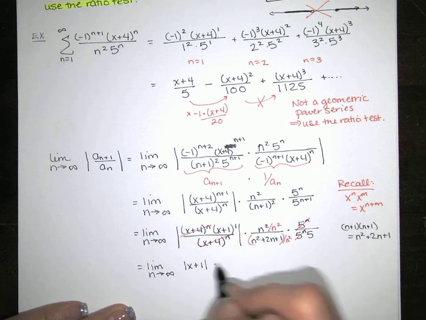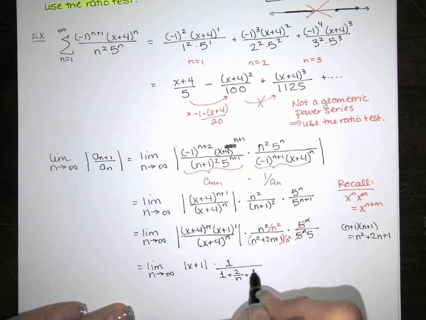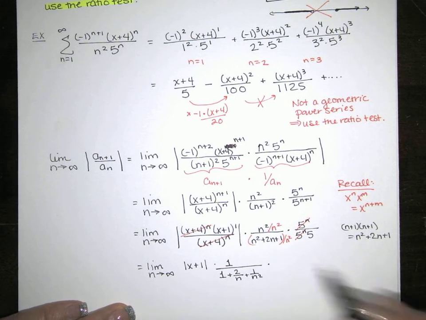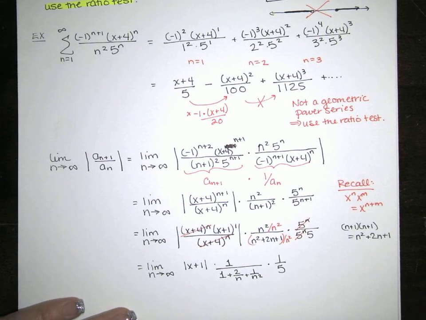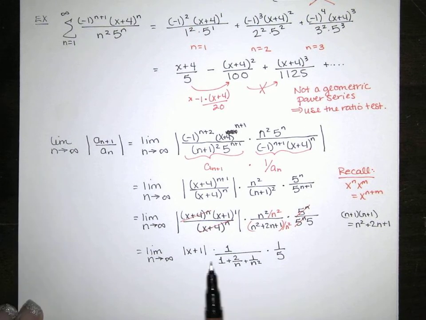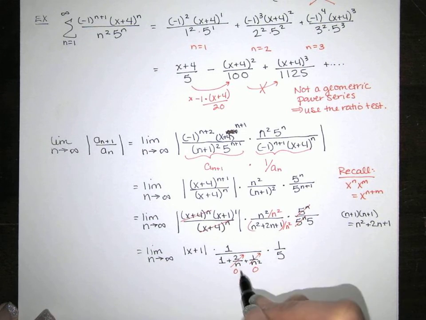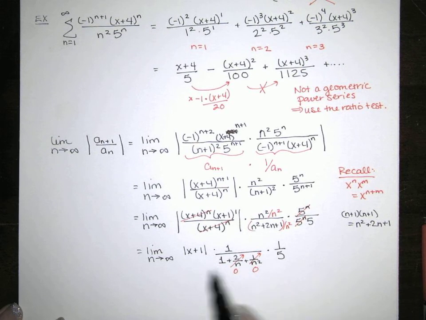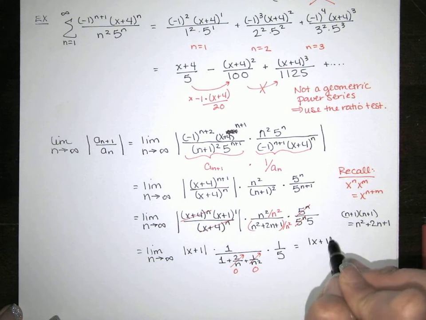So n squared over n squared is just a 1. In the denominator, we've got a 1 plus 2 over n plus 1 over n squared. And then over here, I've got a 5 in the denominator. So that's 1/5. Okay, and I think we got rid of all the indeterminate forms now. As n goes to infinity, this goes to 0 and this goes to 0. 2 over something very large is something very small. Same thing is going on there. And so we can compute the limit. X is just a number, so when we're done, we get the absolute value of x plus 1 over 5.